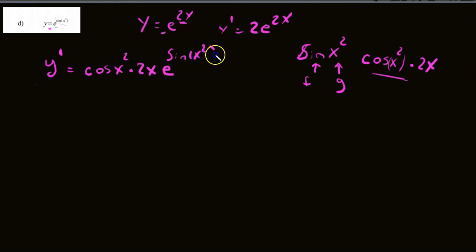e to the sine of x squared, and that's the answer, right? That's the derivative of e to the sine of x squared. Once again, we took the derivative of this and we brought it to the front, and the derivative of this was found here. It's a chain rule itself.